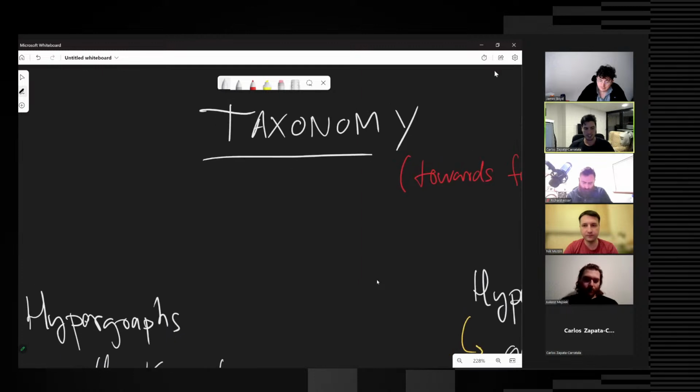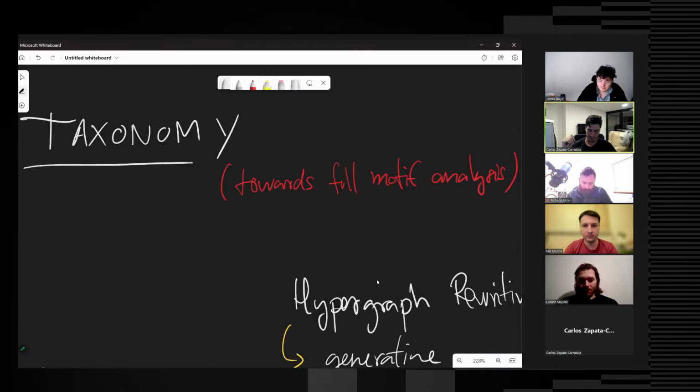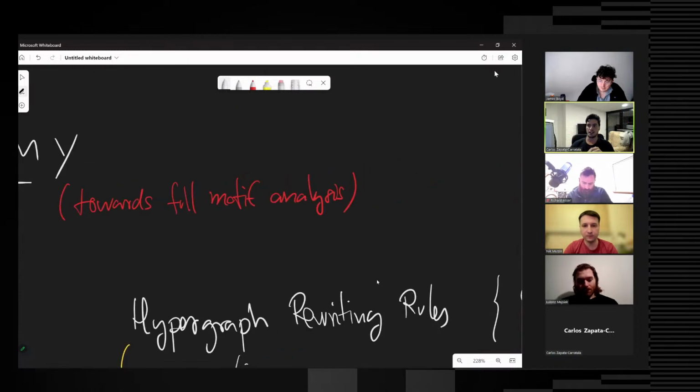So there are two things. There's taxonomy for hypergraphs, and there's taxonomy for hypergraph rewriting rules. And eventually, we obviously want to think about hypergraph rewriting rules. This is the ultimate goal of our research, because as we know, we can understand most of the formal systems that we're interested in terms of hypergraph rewriting rules.